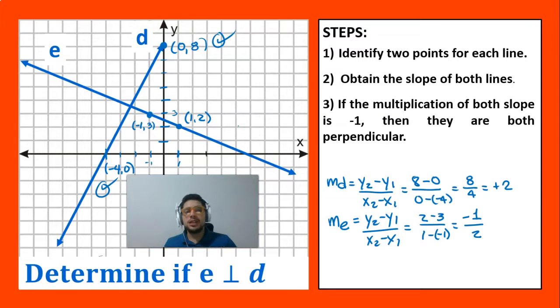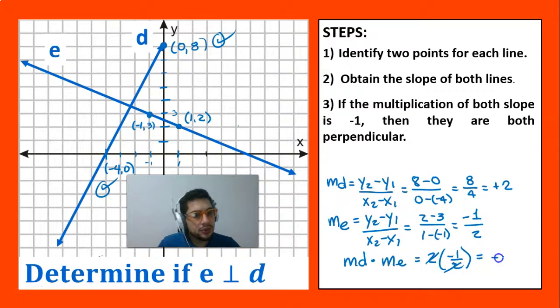Then if the multiplication of both slopes is -1, they are perpendicular. So now we're going to multiply mD by mE, the slope of D multiplied by the slope of E, right? So 2 multiplied by -1/2, and the answer is going to be -1. As the theorem says, if the multiplication of both slopes is -1, then they are perpendicular. So because the answer here is -1, I can conclude that E is perpendicular to D.